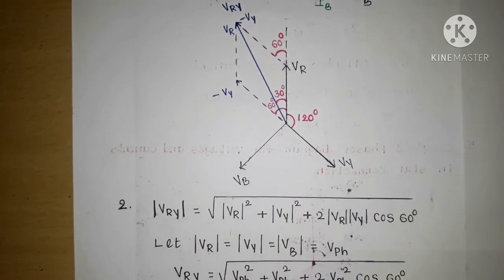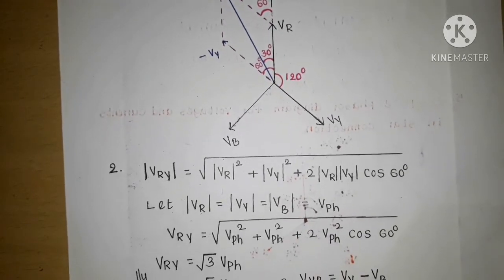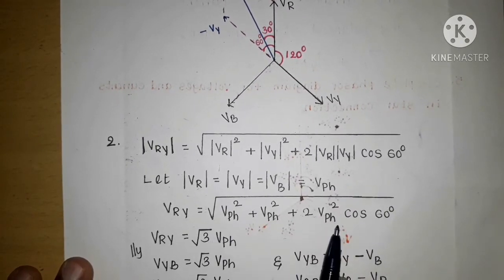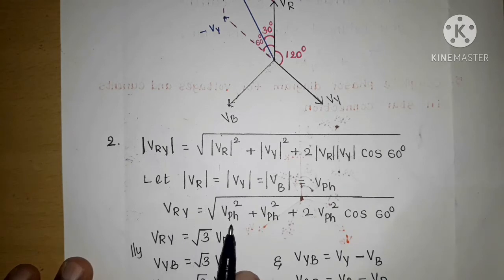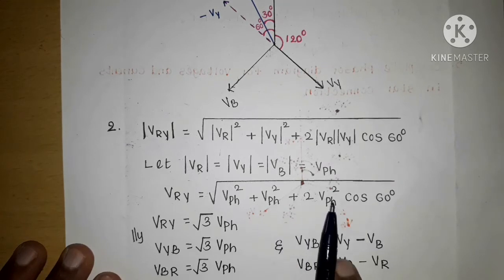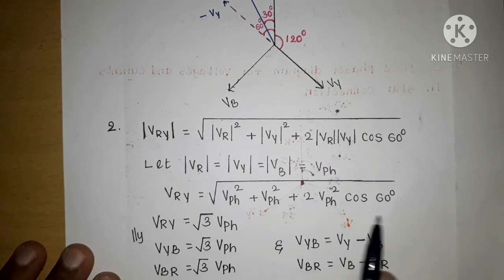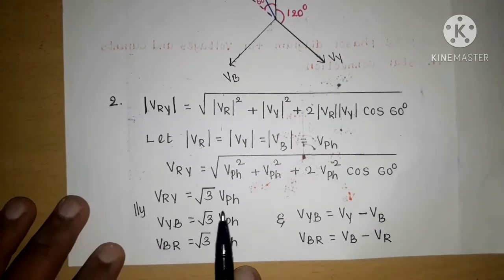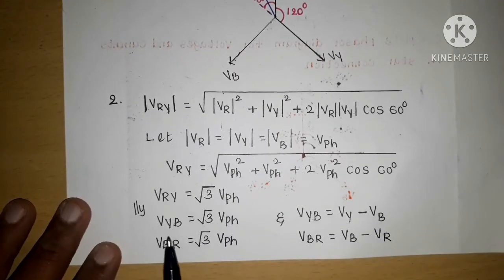For a balanced system, VR equal to VY equal to VB equal to Vph, which is the phase voltage. Substituting in this equation, VRY, the line voltage, equals root of Vph square plus Vph square plus 2 Vph square cos 60. Cos 60 is 1 by 2, and this 2 and the denominator 2 cancel. So finally VRY, the line voltage, equals root 3 Vph. Similarly VYB is root 3 Vph, VBR is also root 3 Vph.